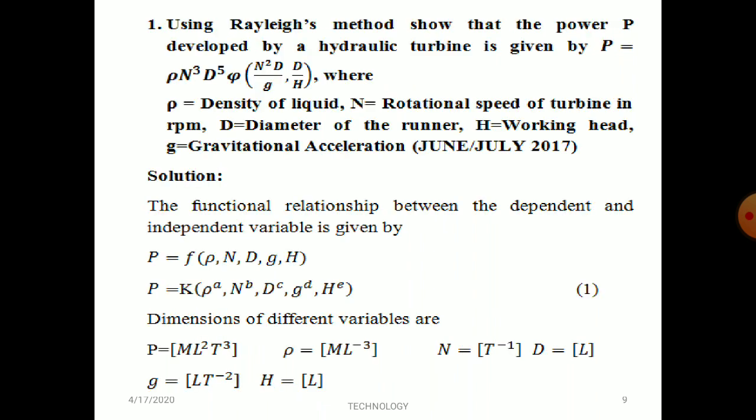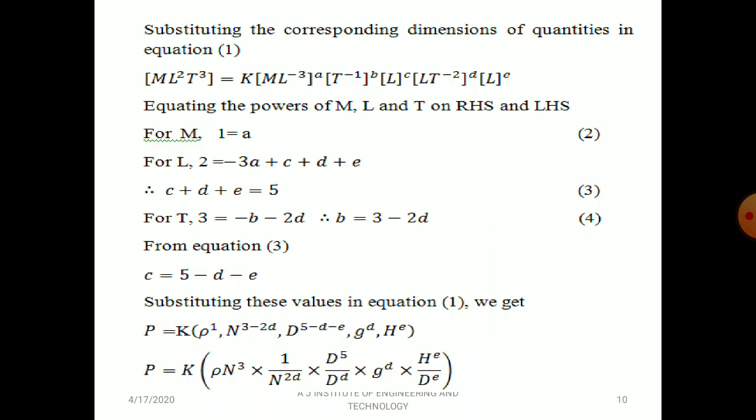Now we can substitute the corresponding dimensions of the quantities in equation 1. Equation 1 is P equal to k into rho to the power a into n to the power b into d to the power c into g to the power d into h to the power e. Upon substitution we get M L square T to the power minus 3 equal to k into (M L to the power minus 3) to the power a into (T to the power minus 1) to the power b into L to the power c into (L T to the power minus 2) to the power d into L to the power e, upon substituting the dimensions of the dependent and independent variables in equation 1.